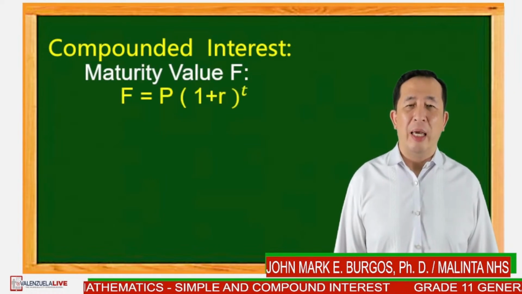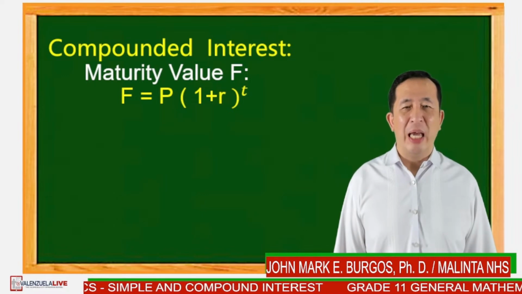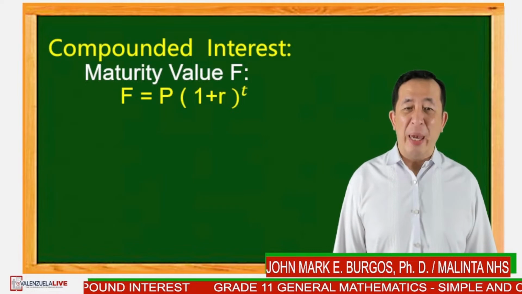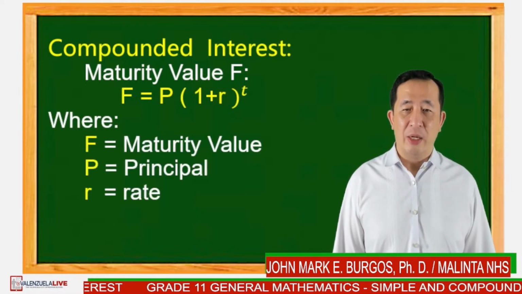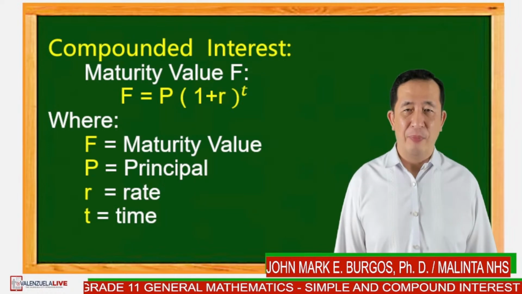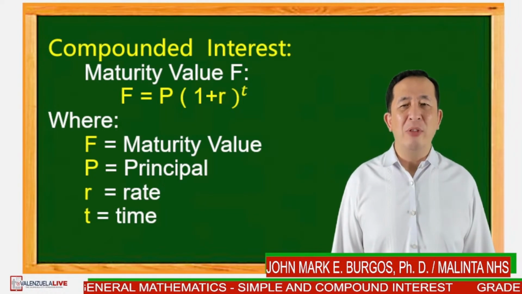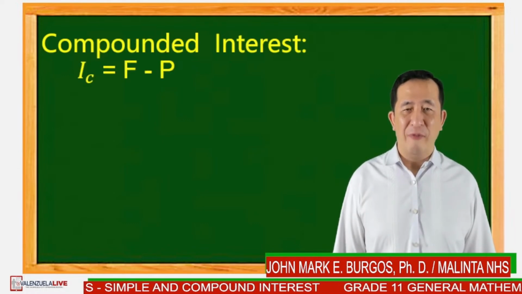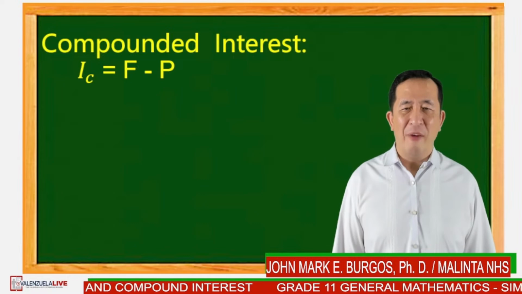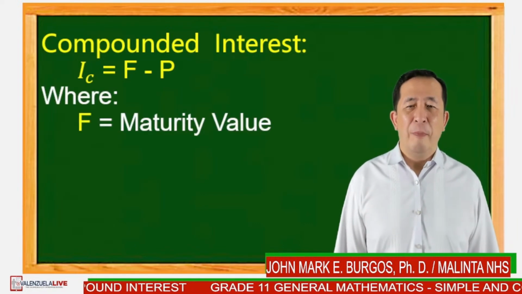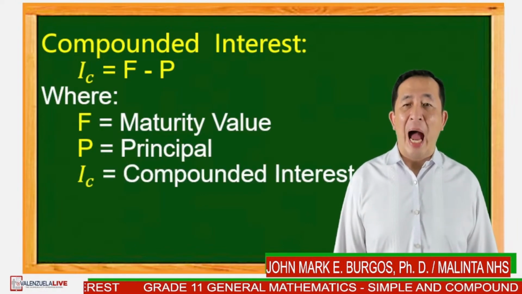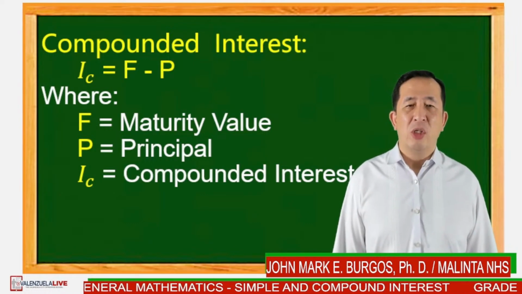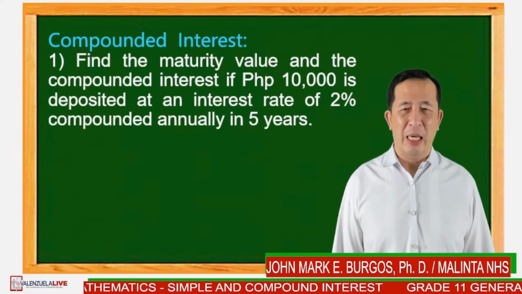P times (1 plus R) raised to the power of T, where F is the maturity value, P is the principal, R is the rate, and T is the time. So, to compute the compounded interest, we have I sub C is equal to F minus P, where F is the maturity value, P is the principal, and I sub C is the compounded interest. So let's have the first problem for the compounded interest.